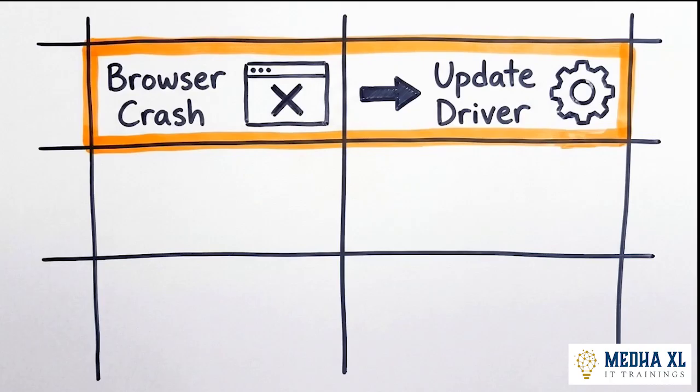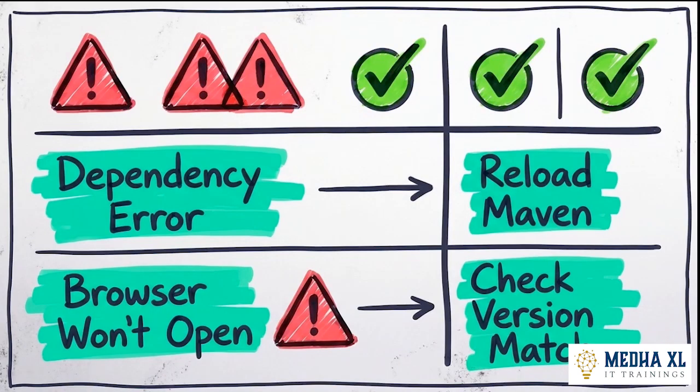This is a troubleshooting chart for the most common roadblocks. If your browser crashes on launch, update your driver. If you see dependency errors, reload Maven. And if the browser doesn't open at all, double-check your version match.